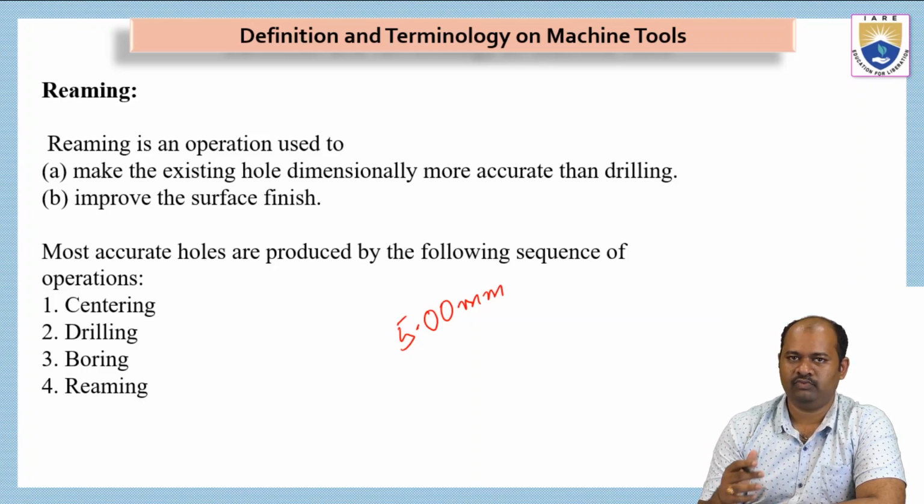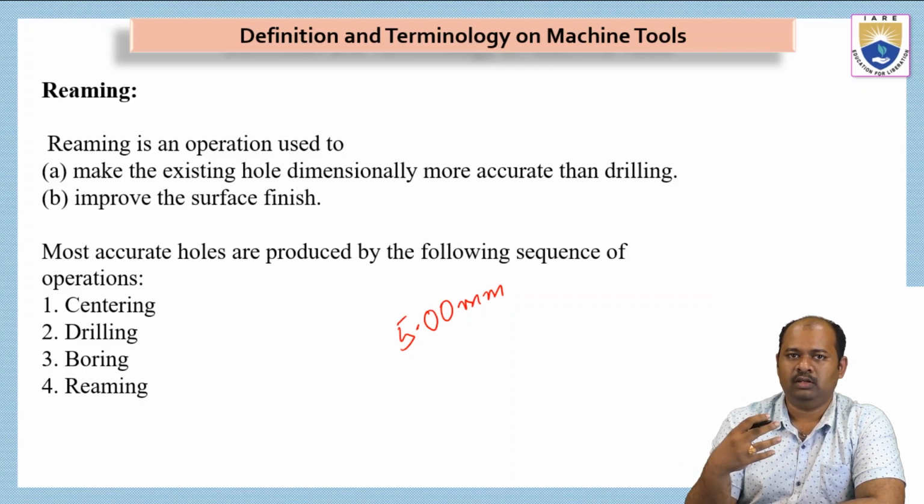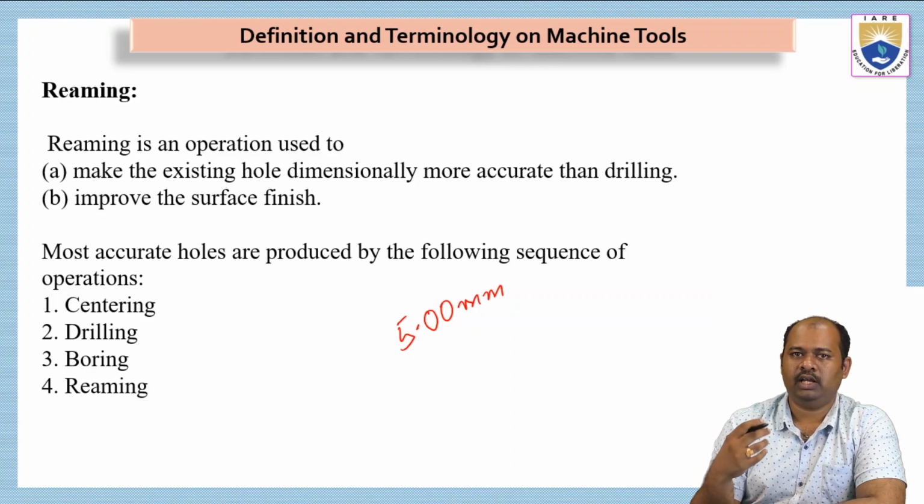So it is rated as 5 mm. Actually, the diameter of the drill bit is not actually 5 mm. It should be less than that. Why? Because after making the hole on the workpiece, we have to remove the drill bit from the workpiece, which means the drill bit will be rotating at a higher speed.